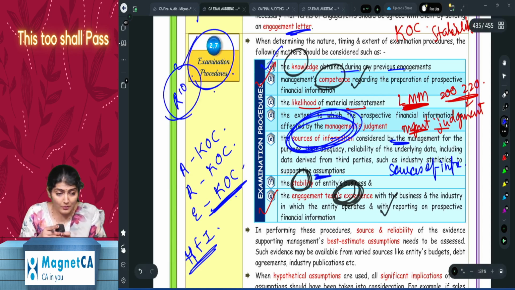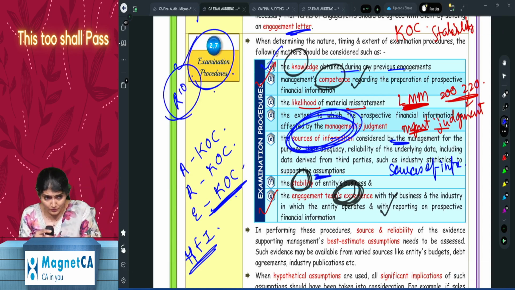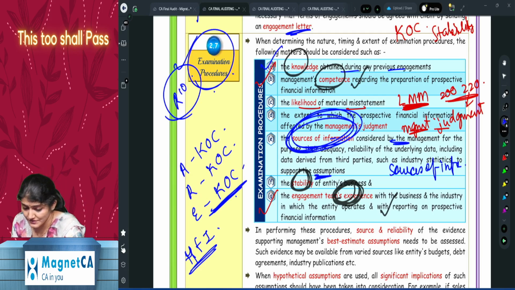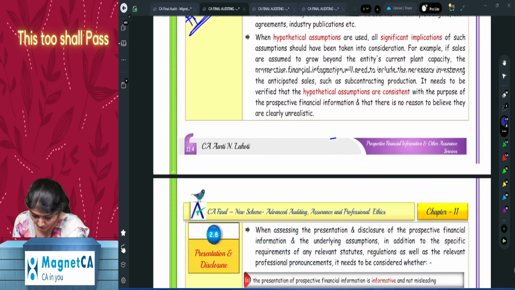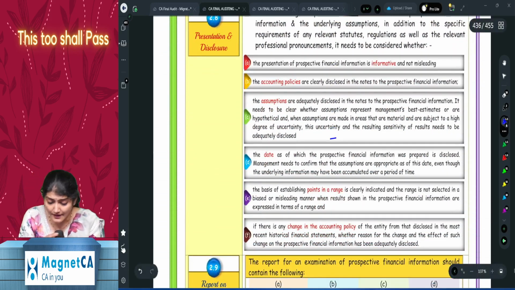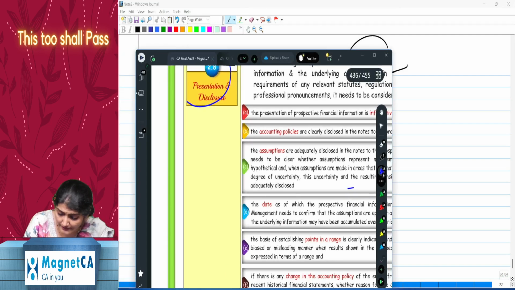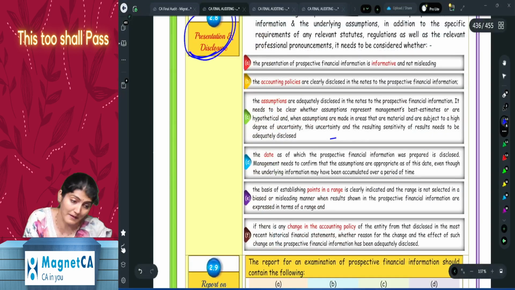Right, so question number 1, acceptance. Question number 2, examination procedures. Now we come to the reporting. In the reporting, what does it say? Presentation and disclosure. Again, a question which is there in the question bank.